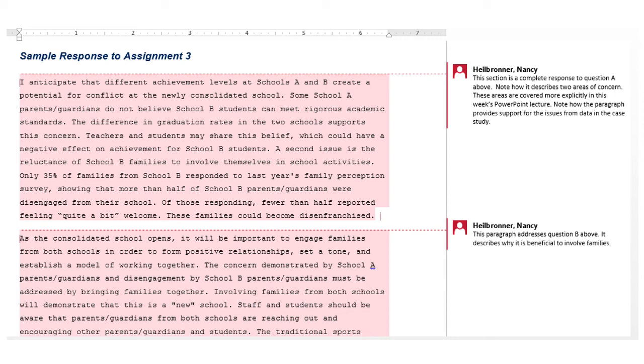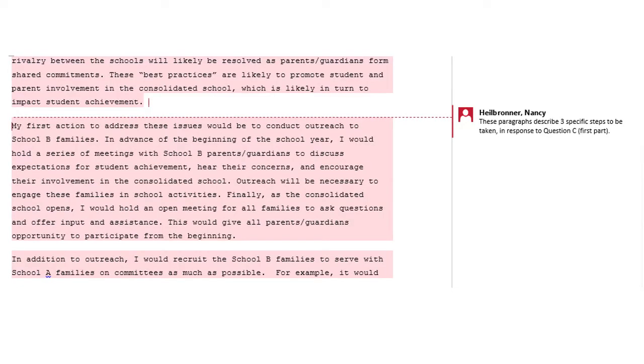This paragraph directly addresses question 2, or the second question, about why it is beneficial to involve families. If you note the end of this paragraph, the last sentence is particularly important. These best practices are likely to promote student and parent involvement in the consolidated school, which is likely in turn to impact student achievement.